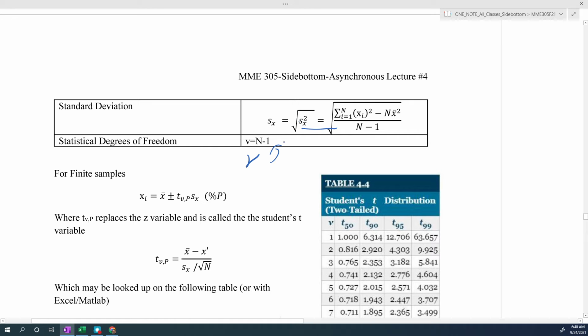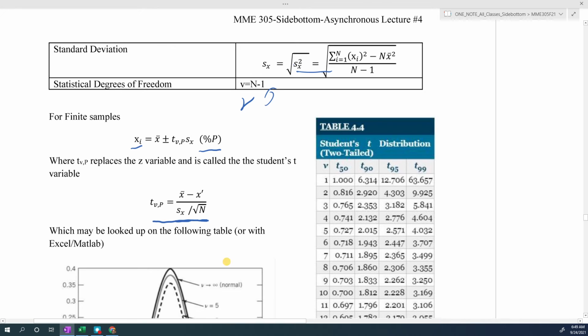For a finite number of samples, we can define the probability of our mean value using this equation here, where x bar is our mean value, and then we use what's called our t-score, multiplied by our standard deviation, to determine that percent probability. Our t-score we can define using the following equation, where we take the mean value of our data set, subtract x prime from it, and then divide that by our standard deviation and divide that again by the square root of n.